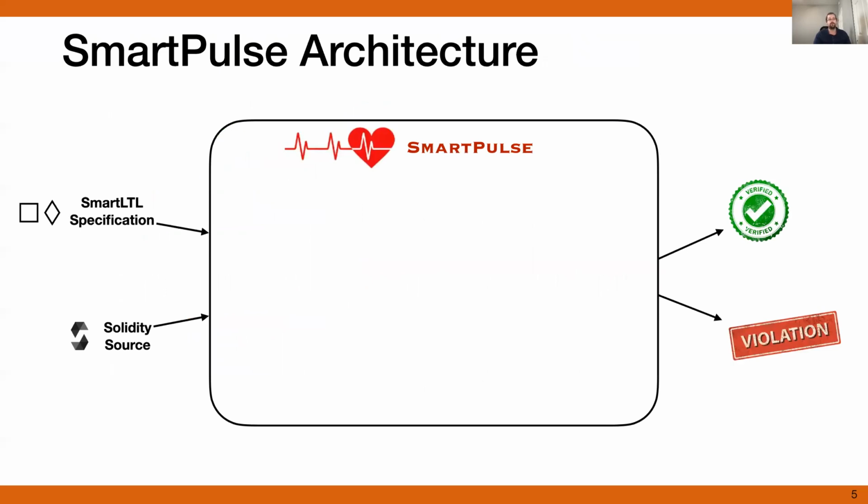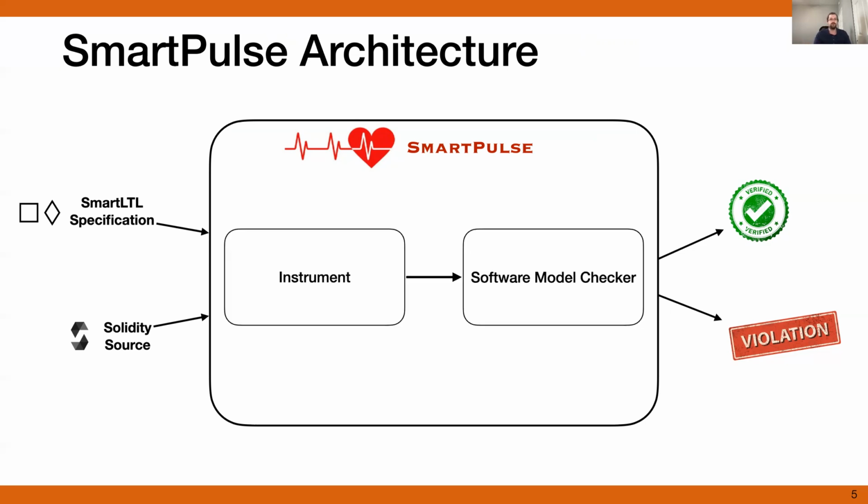In order to use SmartPulse, users will specify the property that they wish to check in our SmartLTL specification language, and they'll provide the Solidity program that they wish to check. Then SmartPulse is going to check the conformance of that program to the SmartLTL specification and eventually say, yes, this property holds, or no, it doesn't, and here's why. It does so using two generic steps. The first step is to instrument the program, and the second step is to check the instrumented program using a software model checker.